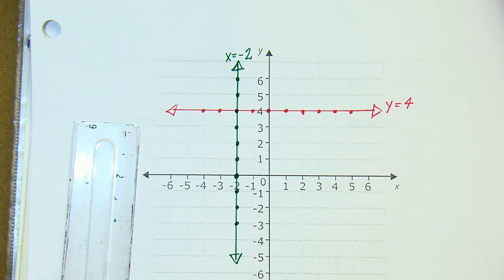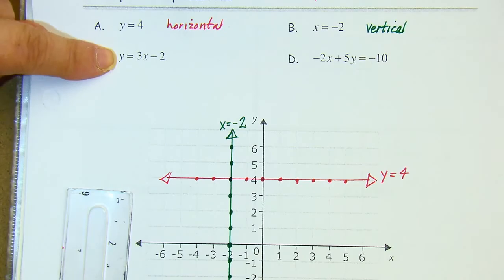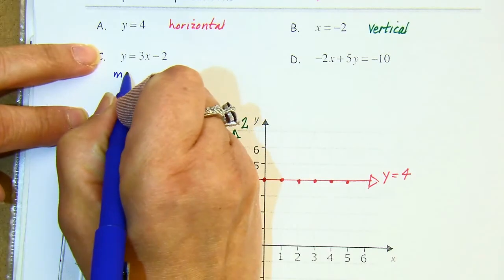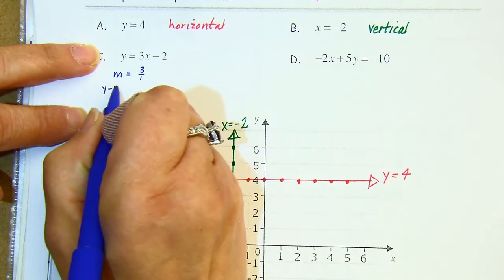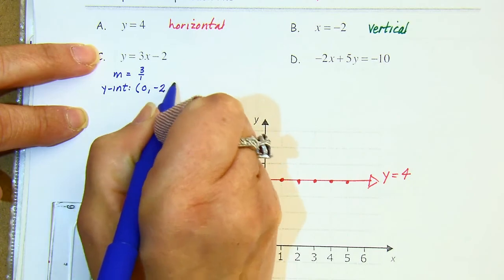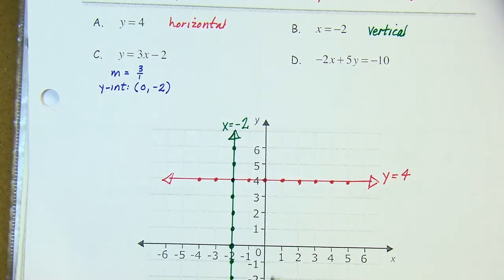Okay, let's look at letter C. Bring the paper back down. I'm graphing y equals mx plus b. I know I've got to plot the y-intercept, right? My m slope here is 3, or 3 over 1. And my y-intercept is the ordered pair (0, -2). Okay, so I'm going to go to where x is 0 and y is -2, and I'm going to put a dot.